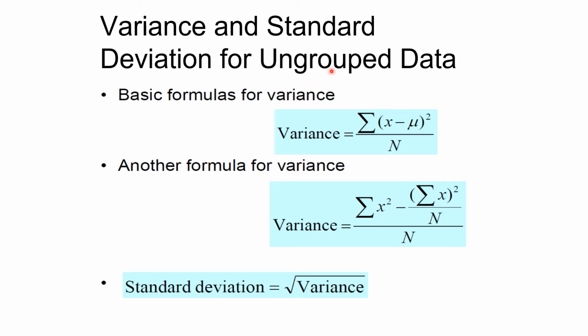When you need to calculate the variance and standard deviation for ungrouped data, these are the basic formulas given. X is each data, mu, as you know for now, is the mean, and N is the number of data. And this is an alternative formula to calculate variance. And standard deviation is always the square root of variance. So if you are able to calculate variance, then you can get the standard deviation by square rooting the variance.